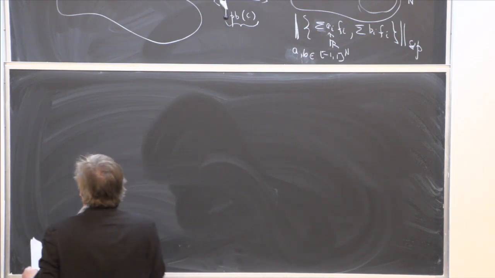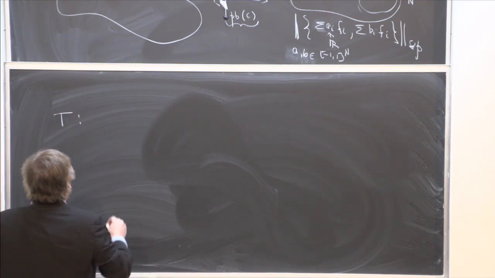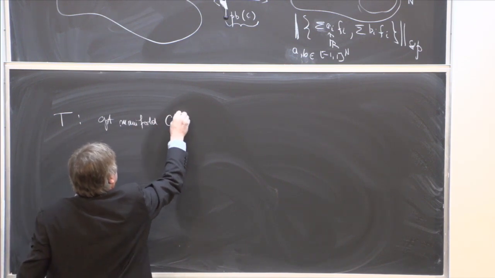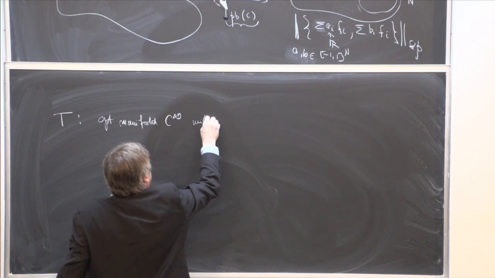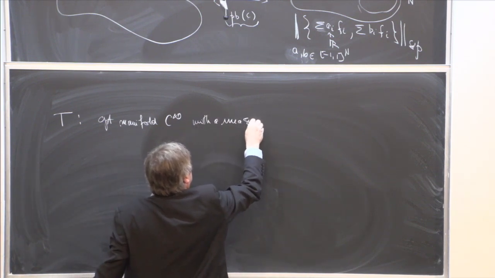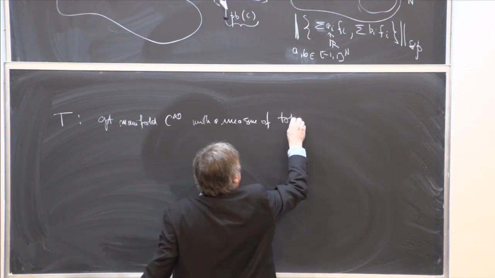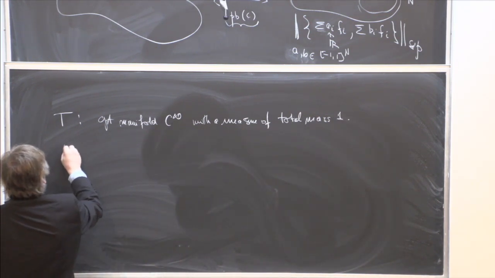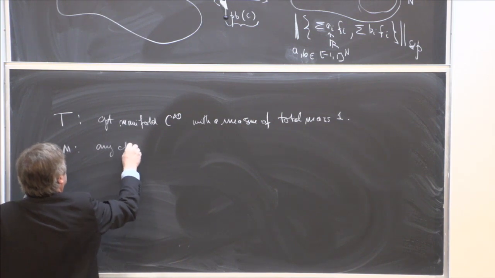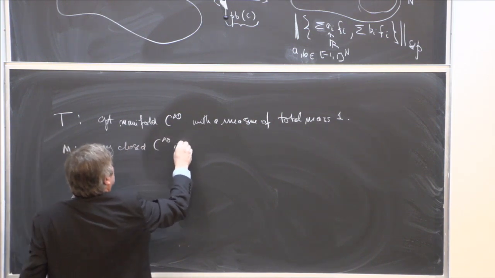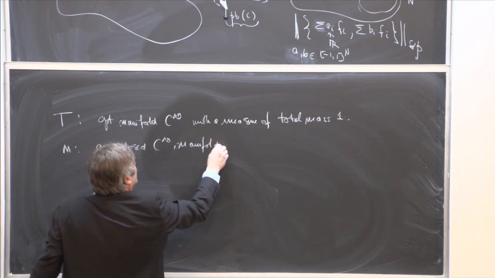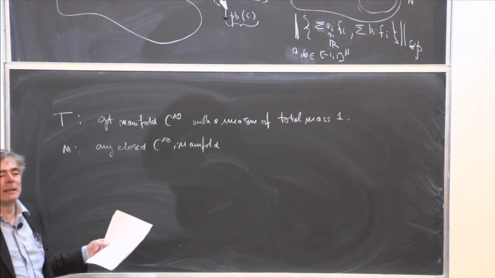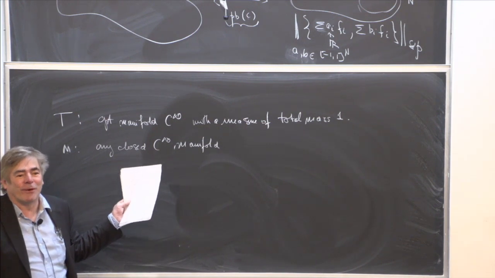So here is actually the setting. T will be a compact C infinity manifold with a measure of total mass one. And then M will be any closed smooth manifold. In the beginning I'm just doing ordinary differential geometry. Actually, it's very surprising that this has never been done before, but let's do it.